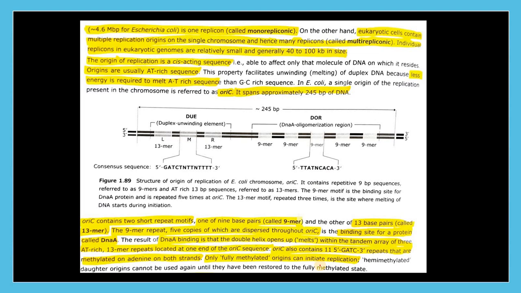This is very important. It's kind of gene expression regulation here. If and only if this particular double strand is fully methylated, then it will initiate the replication. Hemimethylated daughter origin cannot be used again until they have been restored to the fully methylated state. So this sequence is also important here, that is GATC.